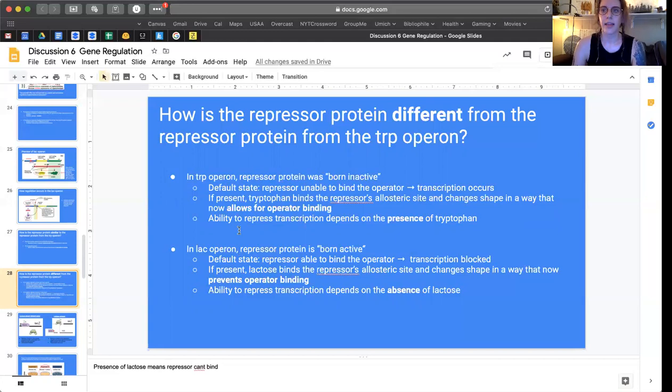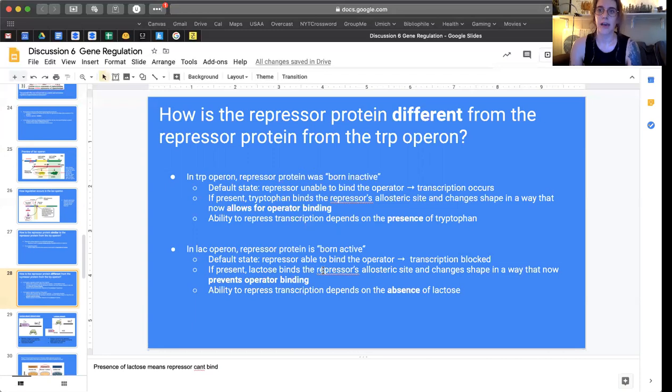In the lac operon, it kind of works in the opposite direction. So the repressor protein is born active, which means that in the default state, the repressor is going to be bound to the operator. So by default, the transcription is going to be blocked in this case. Now what happens here is that when lactose is added, when we have lactose present, it's going to function in the same way as the tryptophan here, in that it's going to bind to an allosteric site and change the conformation of the repressor protein. But now, instead of enhancing binding, it's going to decrease the ability to bind to DNA.